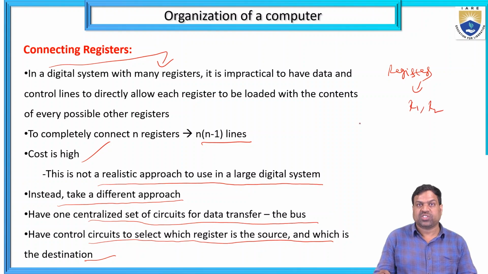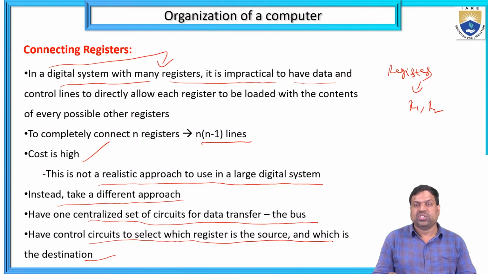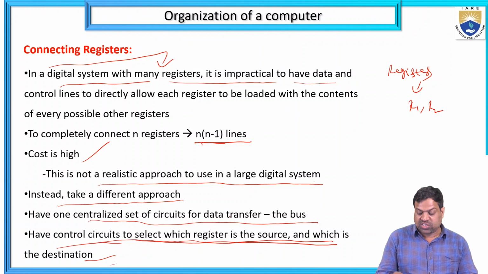Suppose I'm taking two different registers, R1 and R2. In a digital system with many registers, it is impractical to have data and control lines to directly allow each register to be loaded with the content of every other register. To completely connect n registers, and completely means n times n minus 1 lines, the cost is very high when we are connecting multiple registers, and it is not a realistic approach to use in a large digital system. Instead, take a different approach: have one centralized set of circuits for data transfer, or the bus, and have control circuits to select which register is the source and which is the destination.